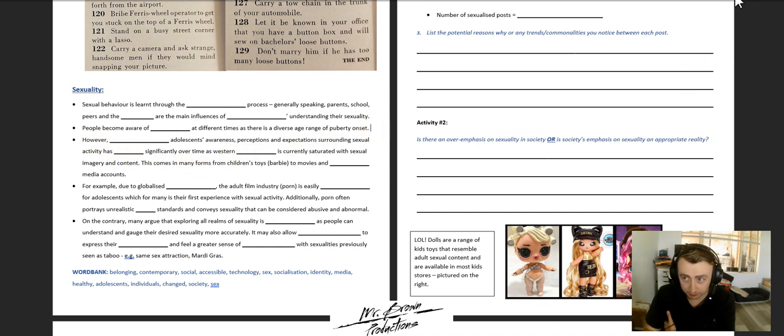However though, contemporary adolescent awareness, perceptions and expectations surrounding sexual activity have changed significantly over time as Western society is currently saturated with sexual imagery and content.